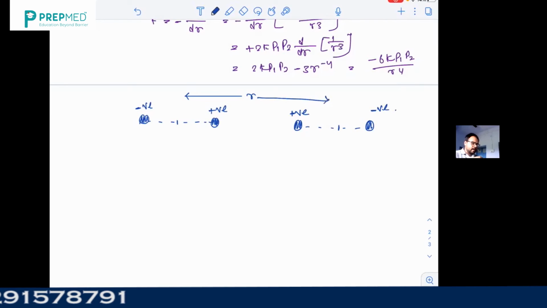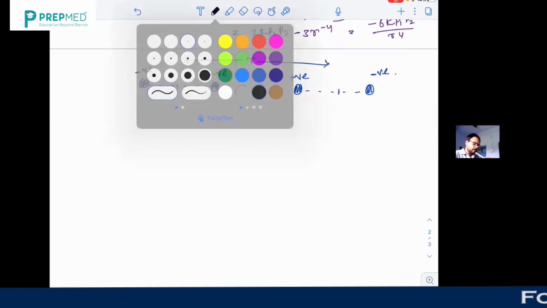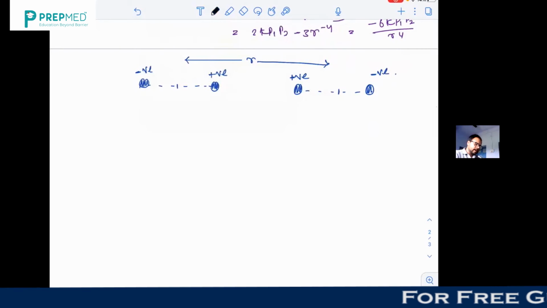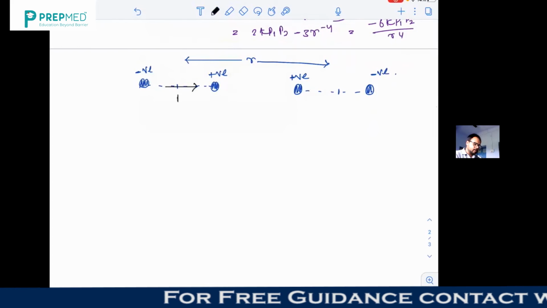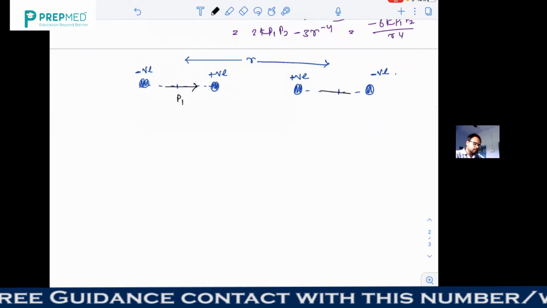Okay, this is the R. Similarly, this dipole moment direction is from the negative to positive charge. So P1 would be along this direction. This is P1, and P2 will be from the negative to positive charge. So this is going to be the direction of P2.